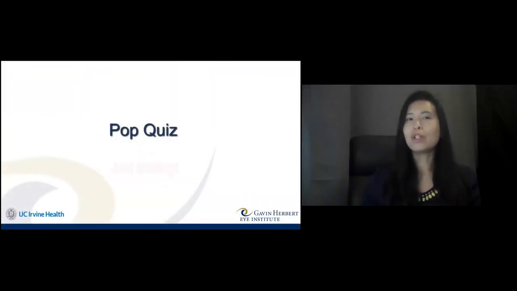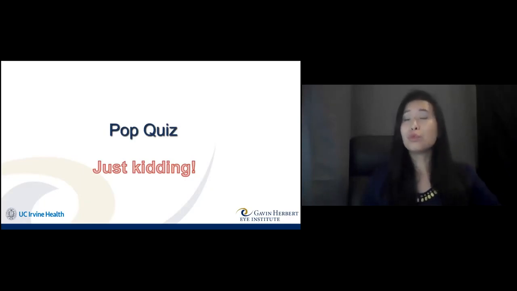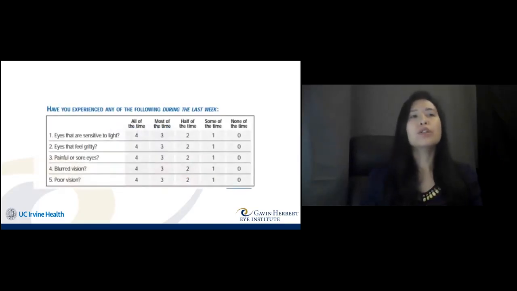And don't worry, it's not really a quiz. Okay, so relax. But this is why I asked you to have a paper and something to write with. Okay, so on your paper, I want you to write numbers 1 through 12. And let's get started. Okay, so for questions number 1 through 5, I want you to answer this question. Have you experienced any of the following symptoms during the last week? And you're going to rank this on a scale of 0 to 4, with 0 being none of the time and 4 being all of the time.